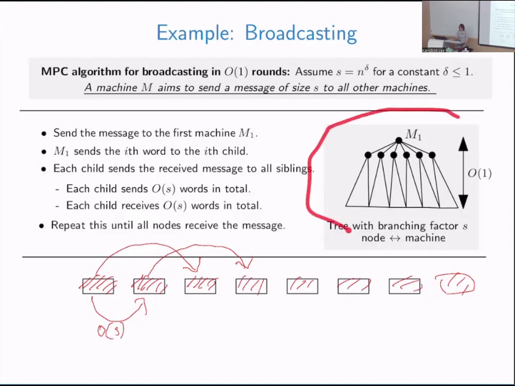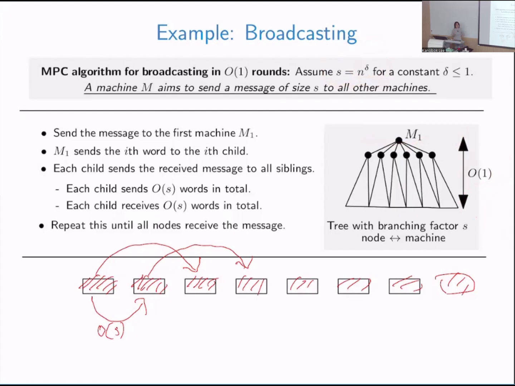First, we use a tree with branching factor of S. So here, the branching factor, the number of children, is S. Again, S is the space of the local memory. Because the number of machines is n over S, the height of this tree is constant. Here, S is n to the delta, and the branching factor is n to the delta, and the number of machines is almost n. Therefore, the height of this tree is constant.